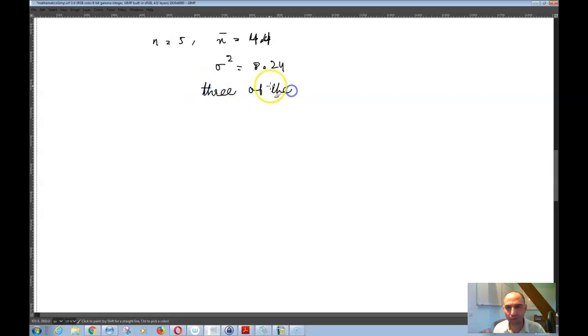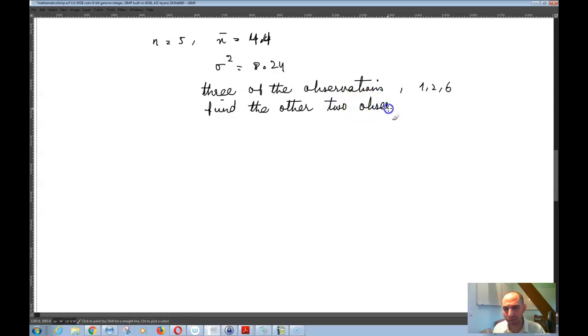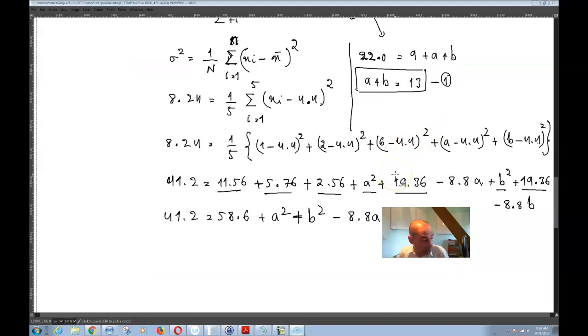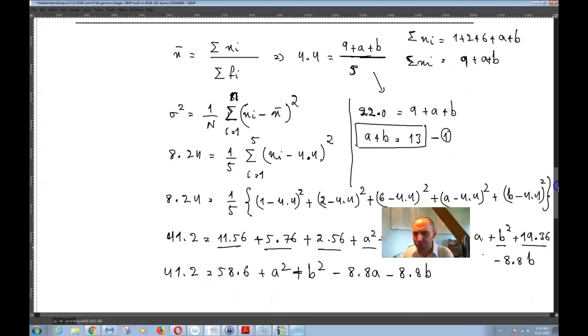3 of the observations are 1, 2, and 6, find the other 2 observations. That's also a good question. The other 2 observations. Okay, so now in order to solve this problem, well, I did try to solve it, but I got into a couple of problems. And let's see, let's solve it again.